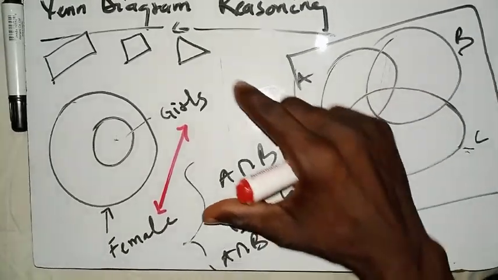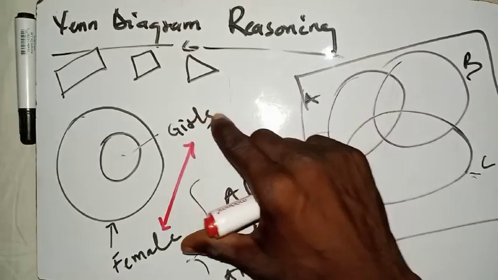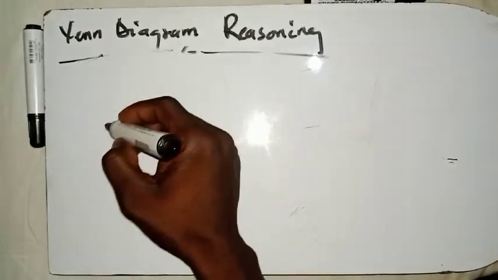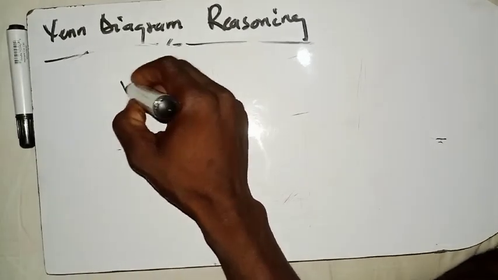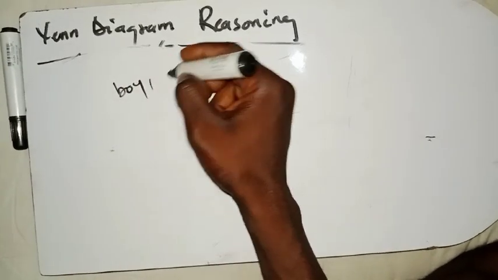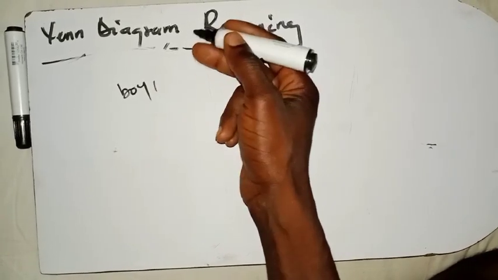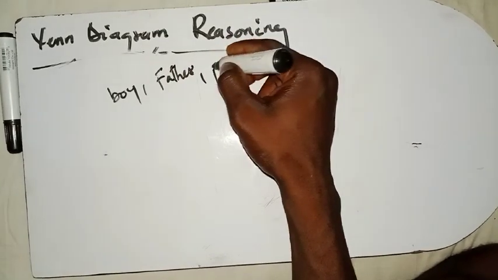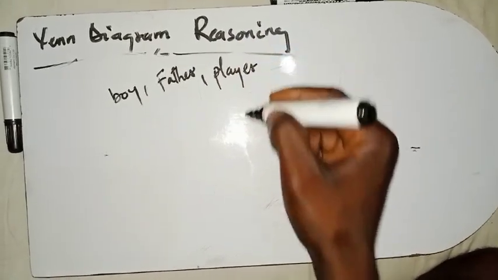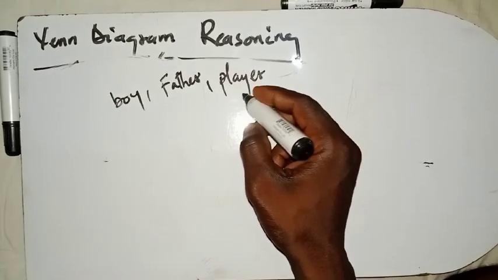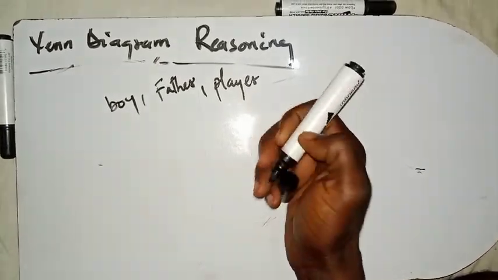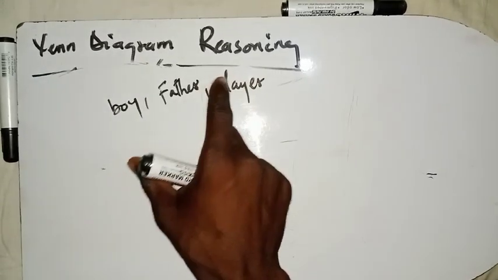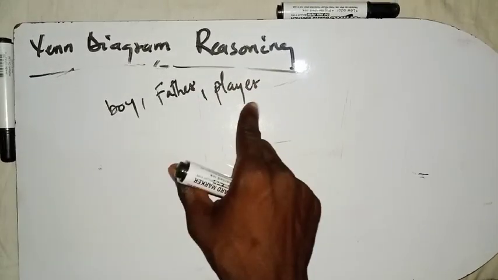Now let's look at another example relating to this issue. Let's say we want to draw a Venn diagram showing the relationship between a boy, a father, and a player. A player here can be any player that you can think of, so that could be a football player, a hockey or a basketball player, and so on. We want to show the relationship between these three things.